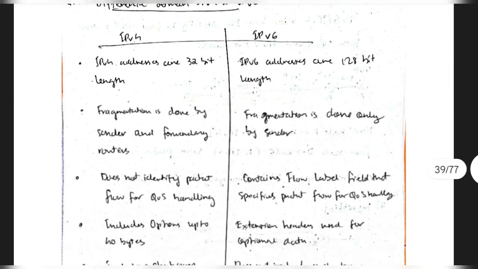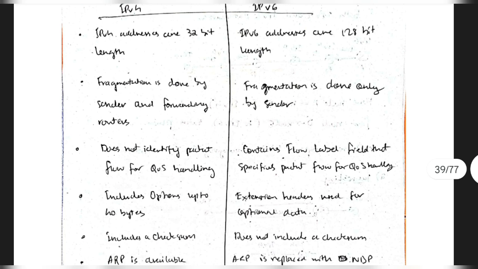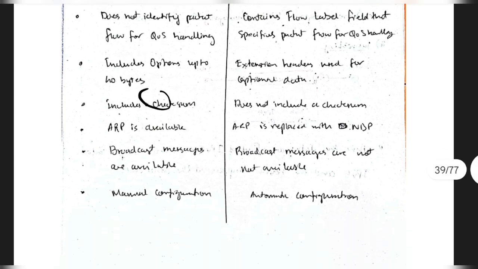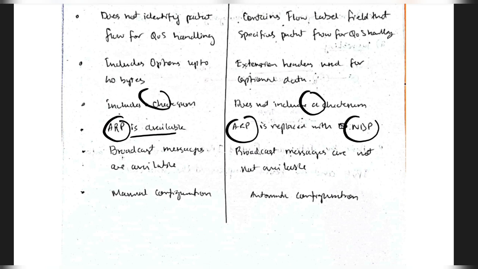And coming to the difference between IPv4 and IPv6: IPv4 is 32-bit and this is 128-bit. Fragmentation is done by the routers as well in IPv4, and here it's done only by the sender. IPv4 does not have the quality of service check, IPv6 has the quality of service. IPv4 includes options up to 40 bytes, IPv6 has more than 40 bytes. IPv4 includes a checksum, IPv6 does not. ARP is available in IPv4, but ARP is converted to NDP. Broadcast is available in IPv4, not available in IPv6, and it's manual configuration versus automatic configuration.